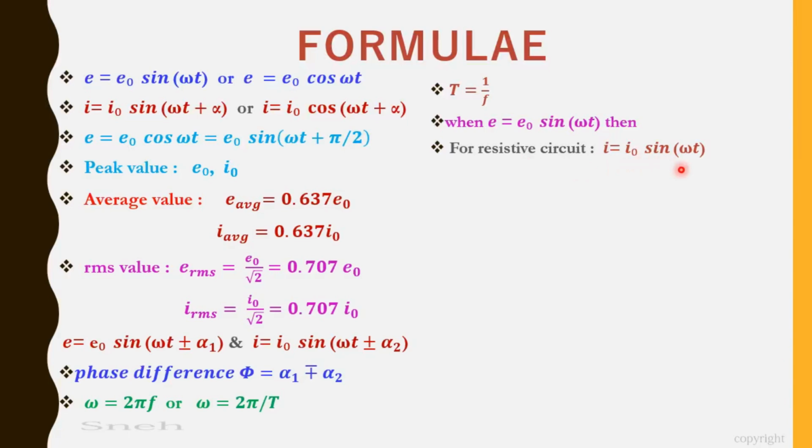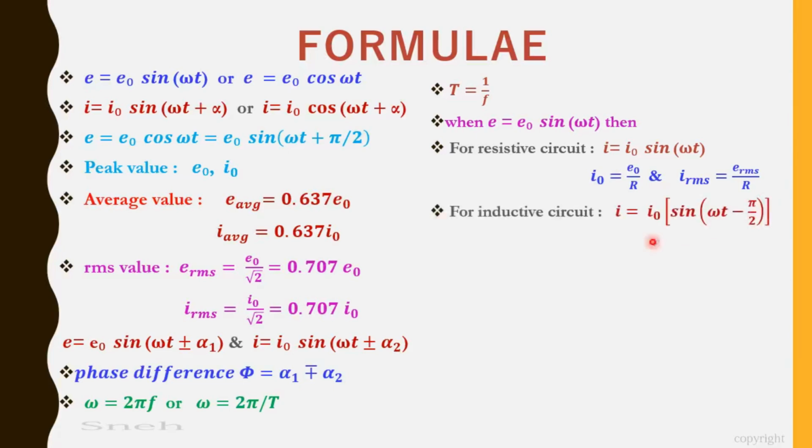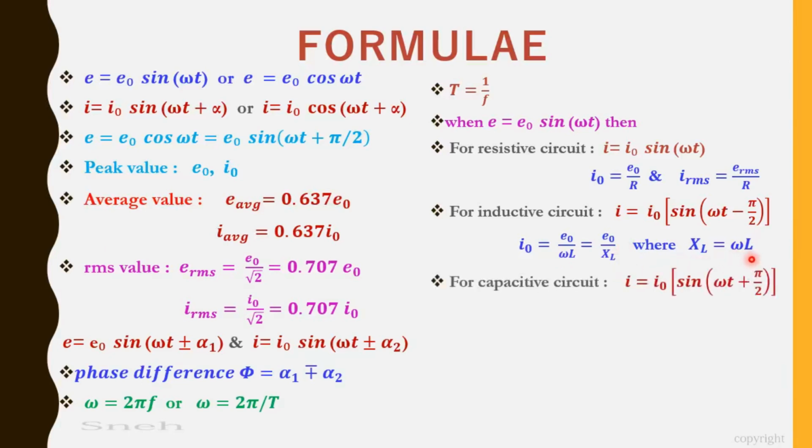There is no phase difference. Then I0 is given by E0 upon R, and IRMS is given by ERMS upon R. Now for inductive circuit, I is equal to I0 sin(omega t minus pi by 2), because current is lagging EMF, and here I0 is given by E0 upon omega L, or we can write E0 upon XL, where XL is given by omega L.